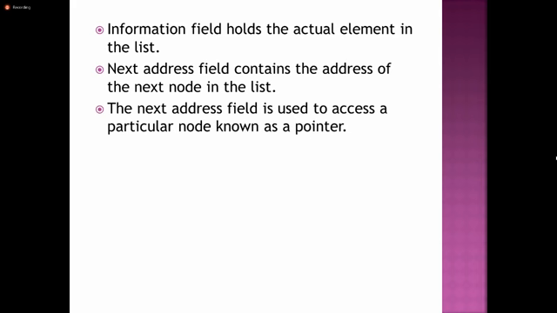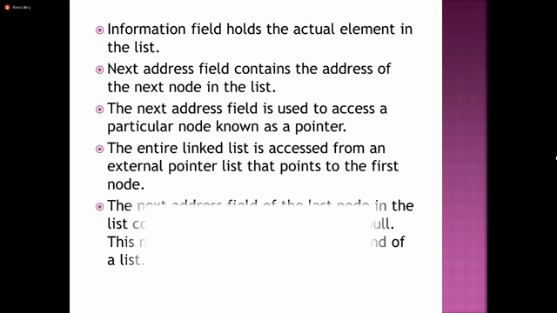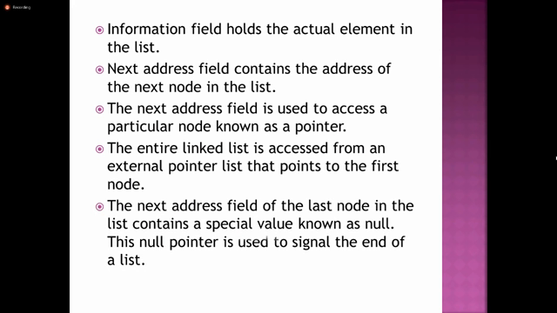The next address used to access a particular node is known as a pointer. The entire linked list is accessed from an external pointer list which points to the first node. The next address field of the last node in the list contains a special value known as null, and this null pointer is used to signal the end of the list.